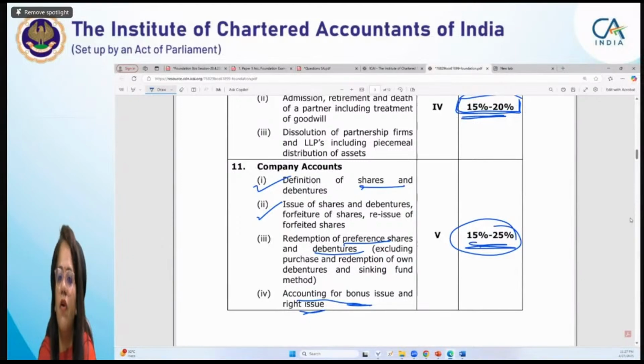Theory can come from any chapter. It can come from partnership also. It can come from company accounts also. So please focus on the concepts. It is not important to write in the language which is written in the study material. Write in your own language.